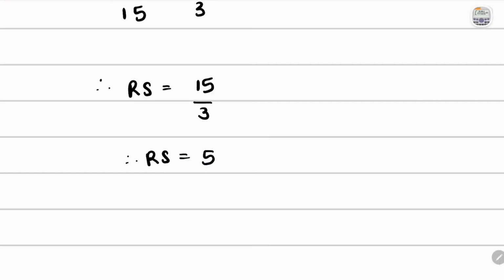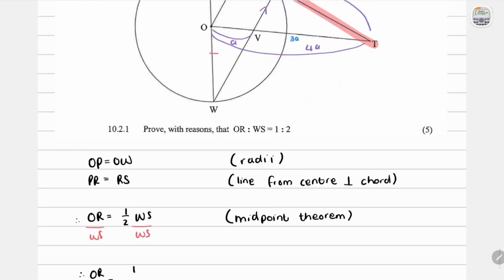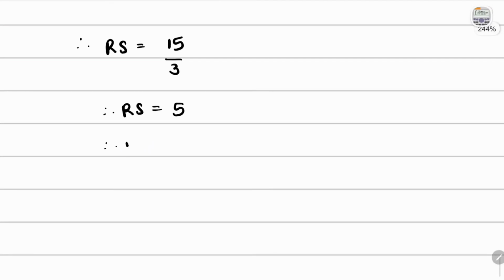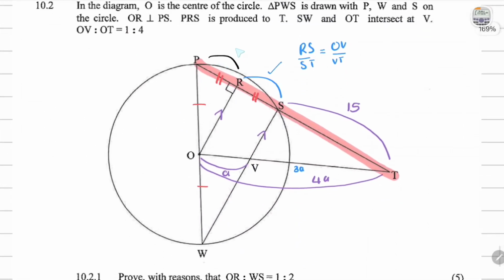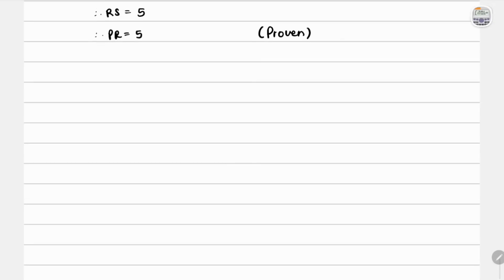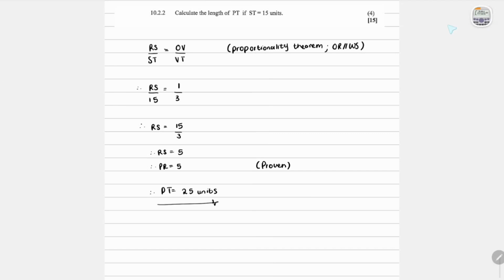So if RS is equal to 5 units, then we can use that to find PR since they are equal. We've already stated that they are equal, so we can therefore say this also means that PR is equal to 5 units because this is already proven. So if RS and PR are both 5 units, that's 5 plus 5 plus 15, and that gives you 25 units. So we can finally conclude that PT is equal to 25 units, and that is our answer. And that is it for question 10.